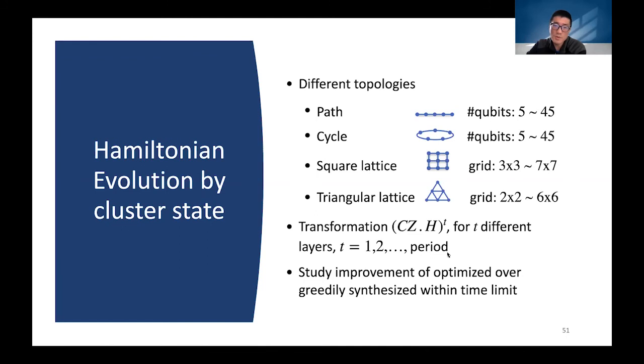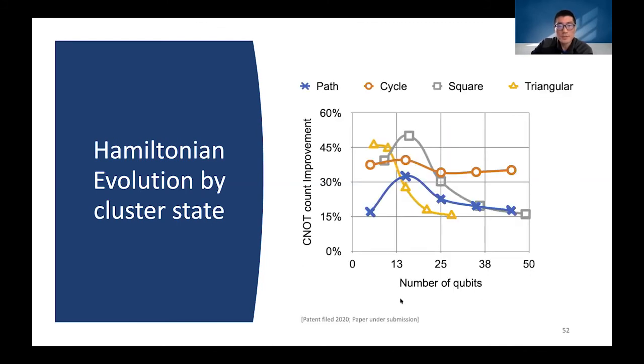For the experiments, we want to study how we run our proposed optimization solution and compare that to a simple greedy synthesizer, and see how much our proposed solution can outperform the simple greedy synthesizer. The result is shown in this figure. As you can see, as the number of qubits increases, the performance advantage of our proposed solution over the simple synthesizer dips a little bit.